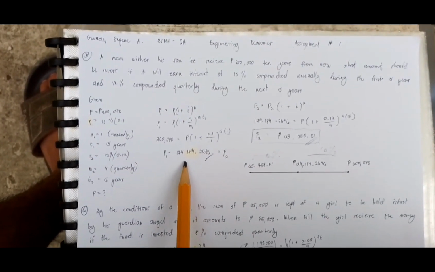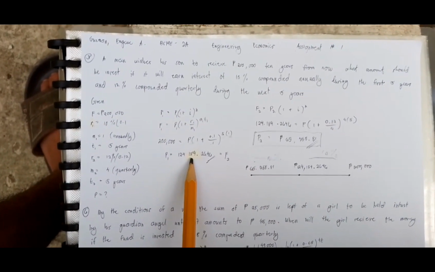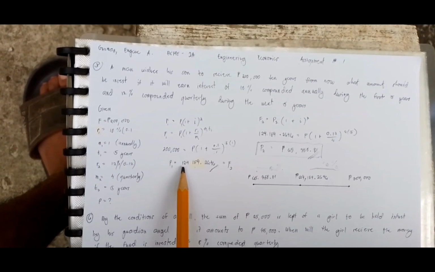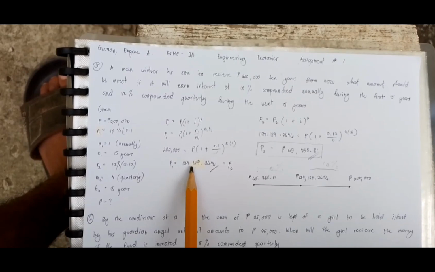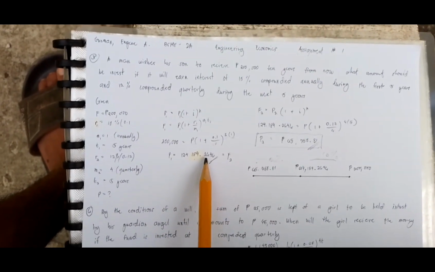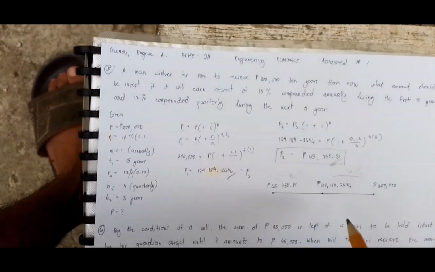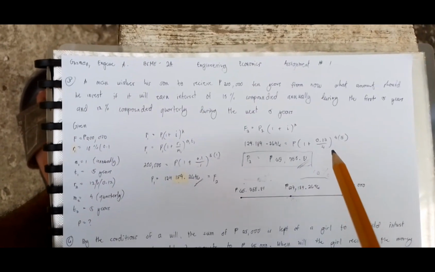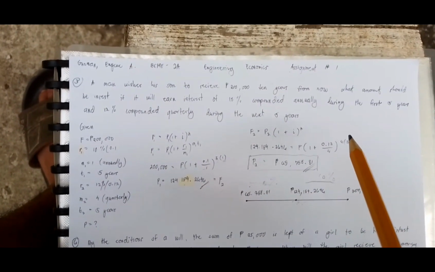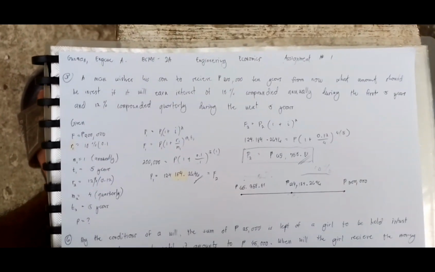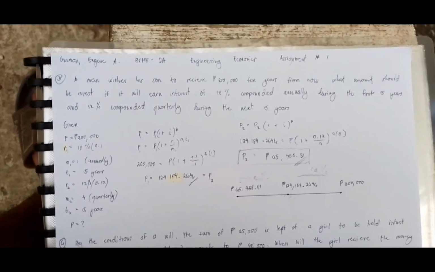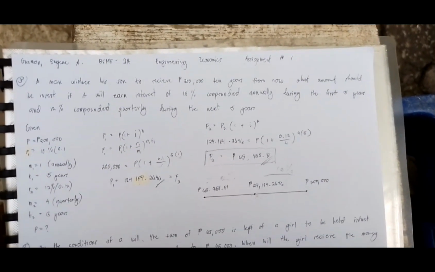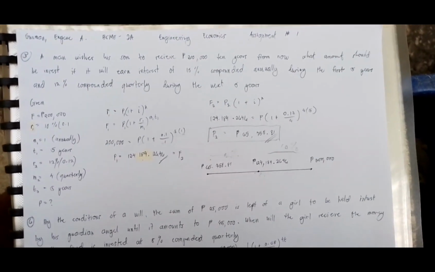So that would equal 124,184.2646. That would be our value at his midpoint. So it's still not the one we're looking for. What should he invest first to get 200,000 at the end of 10 years? So we're only halfway there.